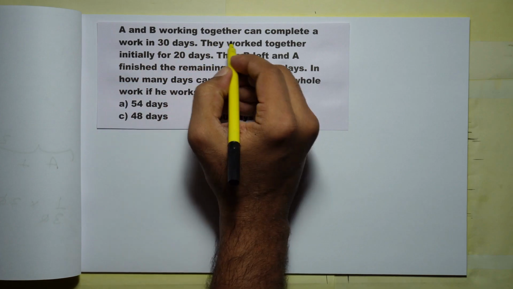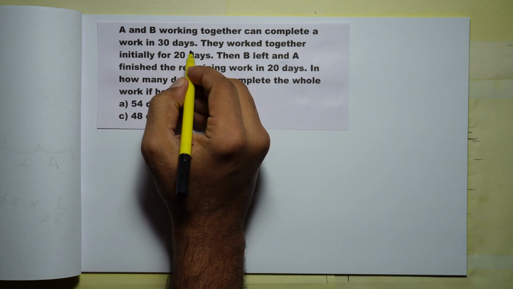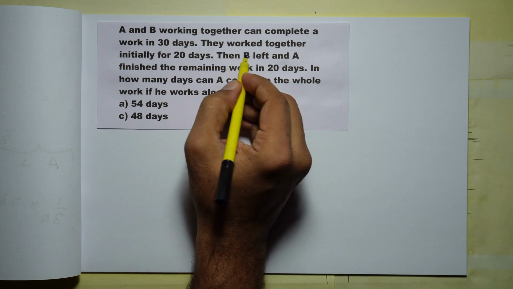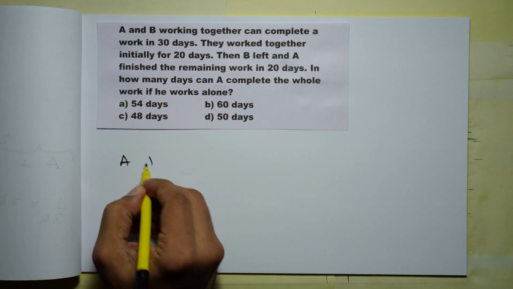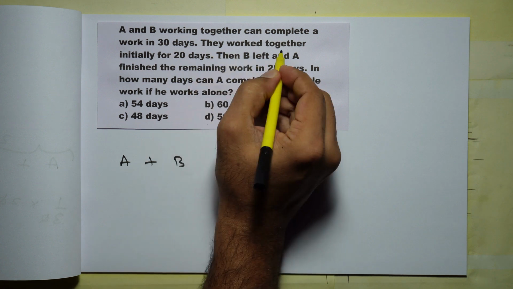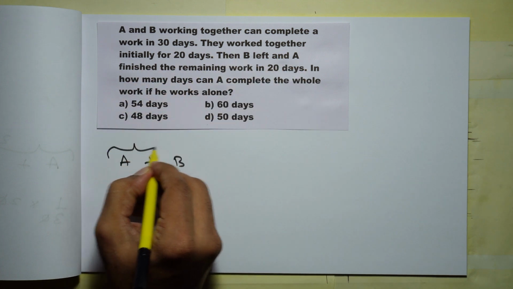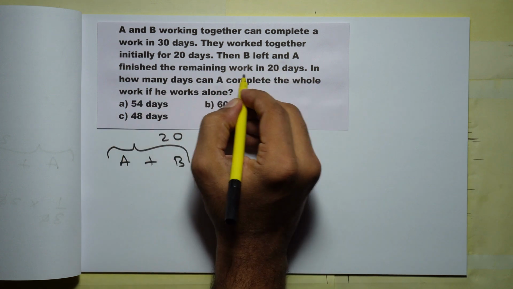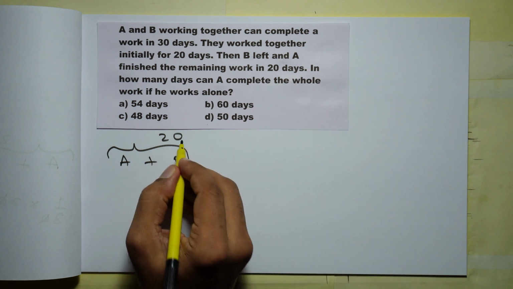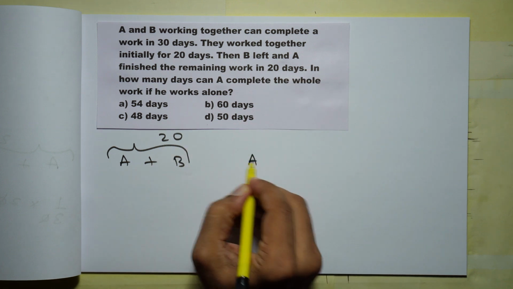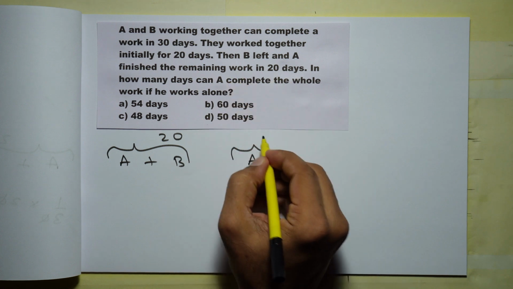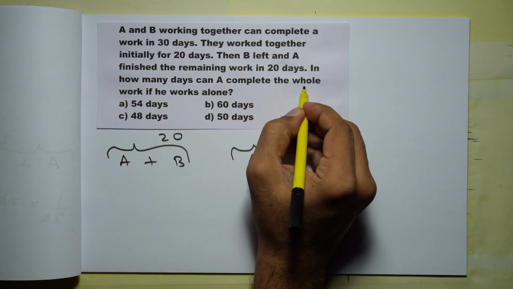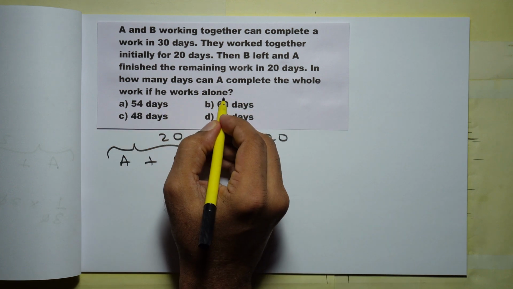A and B working together can complete a work in 30 days. They work together initially for 20 days. So we'll just represent that data. Now A and B started the work together and they worked together initially for 20 days. Then B left and A finished the remaining work in 20 days. After these 20 days, B left and the remaining work was done by A in 20 days. Now the question is, in how many days can A complete the whole work if he is working alone?